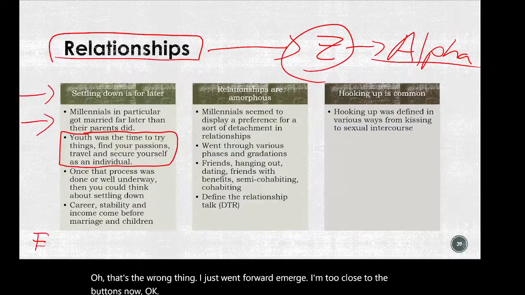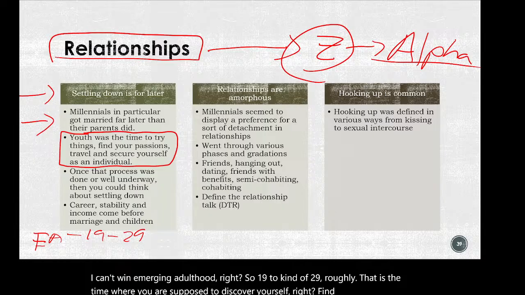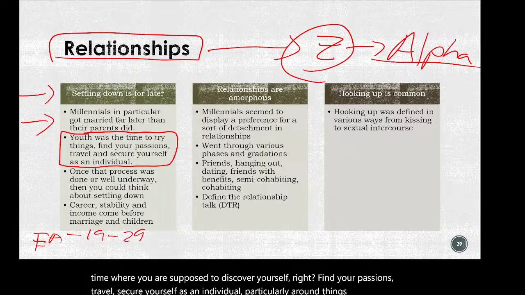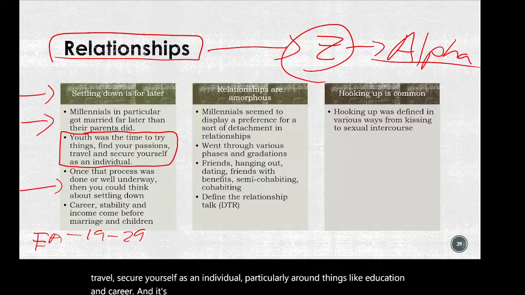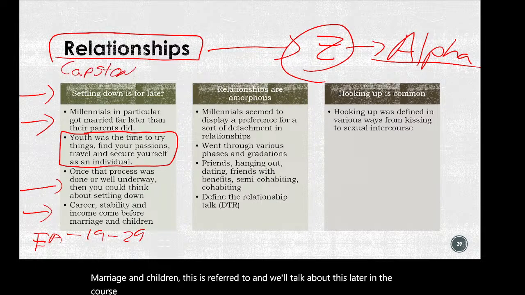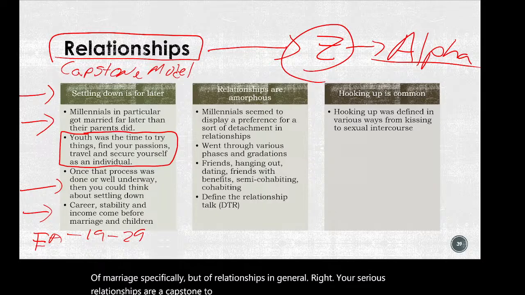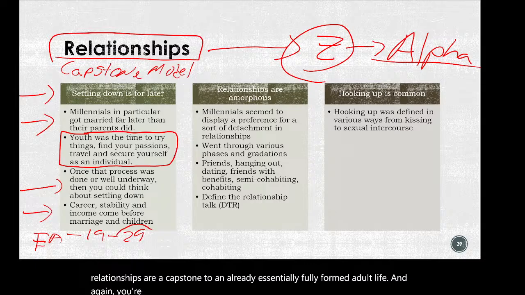Okay. I can't win. Emerging adulthood, right? So 19 to roughly 29, that is the time where you are supposed to discover yourself, right? Find your passions, travel, secure yourself as an individual, particularly around things like education and career. And it's only once you get there, right, that you can think about settling down, right? So career stability and income come before marriage and children. This is referred to, and we'll talk about this later in the course, as the capstone model of marriage specifically, but of relationships in general, right? Your serious relationships are a capstone to an already essentially fully formed adult life. And again, this has moved marriage and childbearing closer to this number than any generation before.